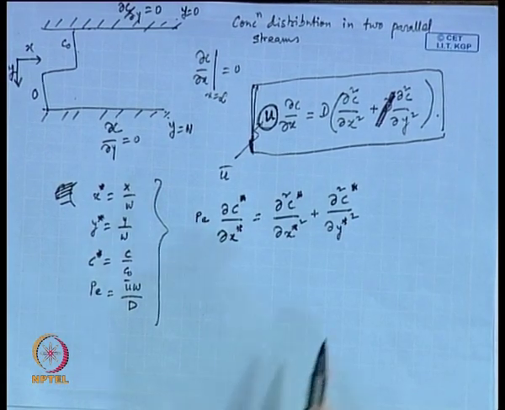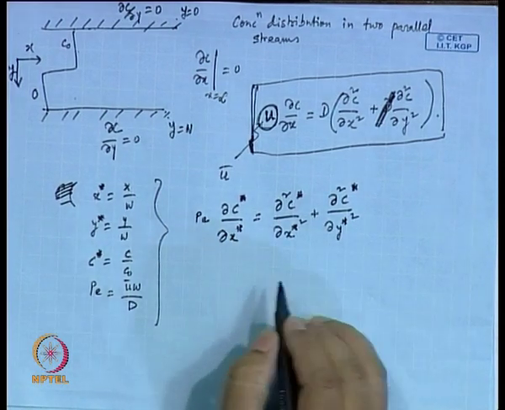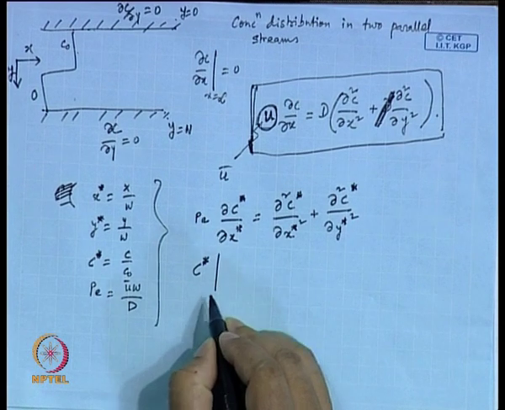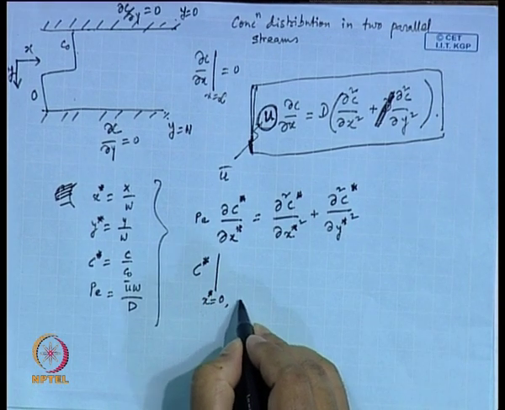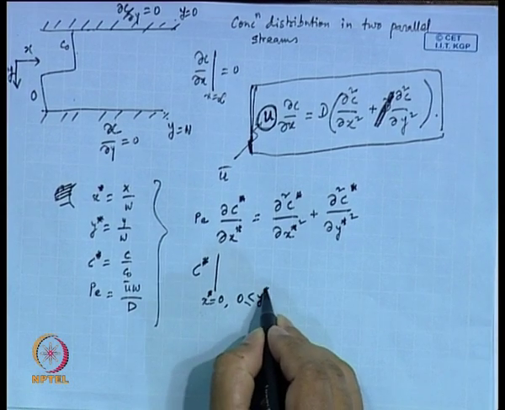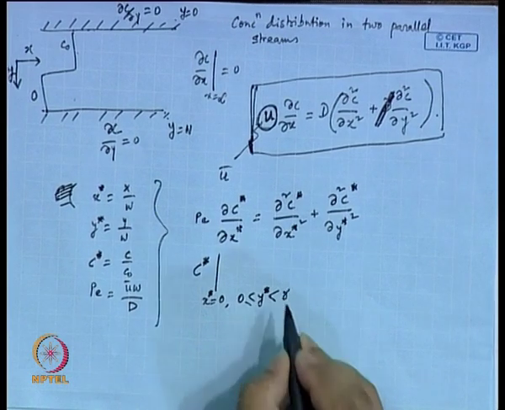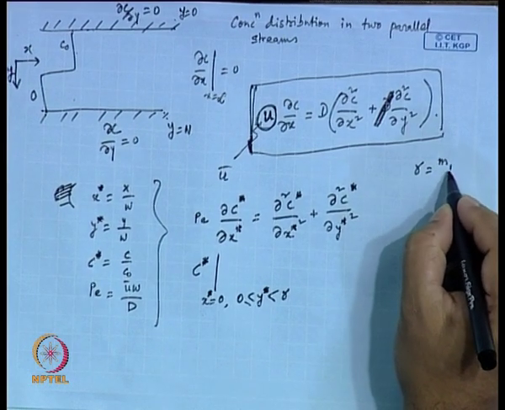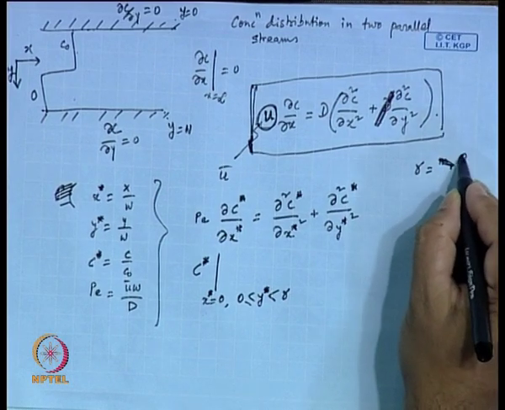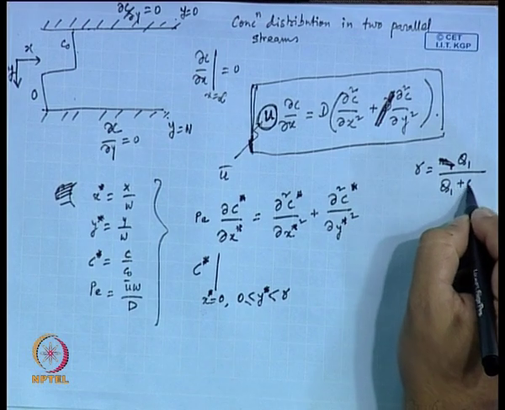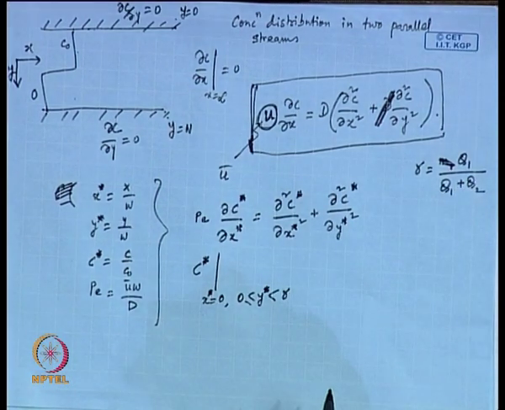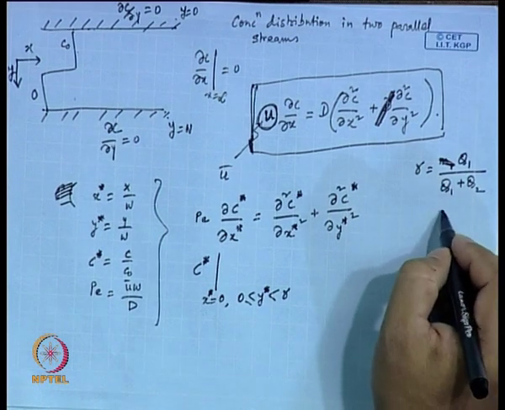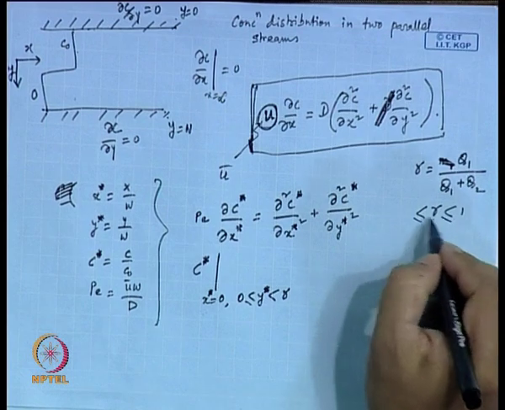So, this is what you have, and then if you try to write the boundary conditions now, the boundary conditions would be c star at x star is equal to 0 and y star in between 0 and gamma. What is gamma now? Gamma is equal to m1, or you can write this as q1 divided by q1 plus q2, that same way that we have defined earlier. This value of gamma is between 0 to 1.